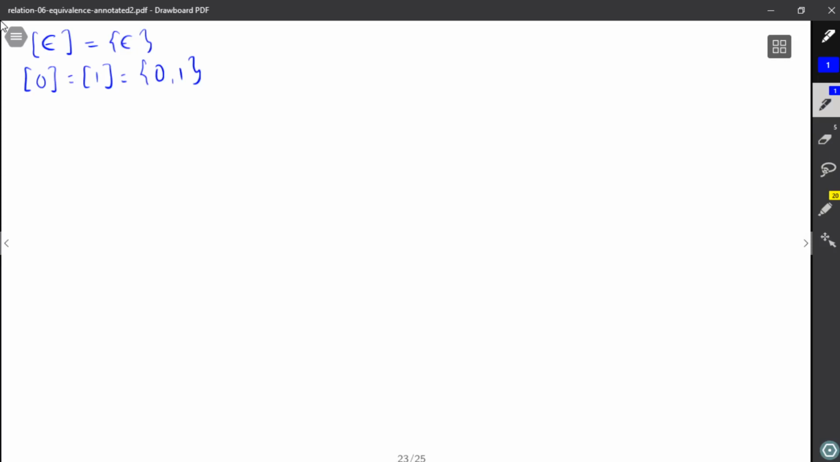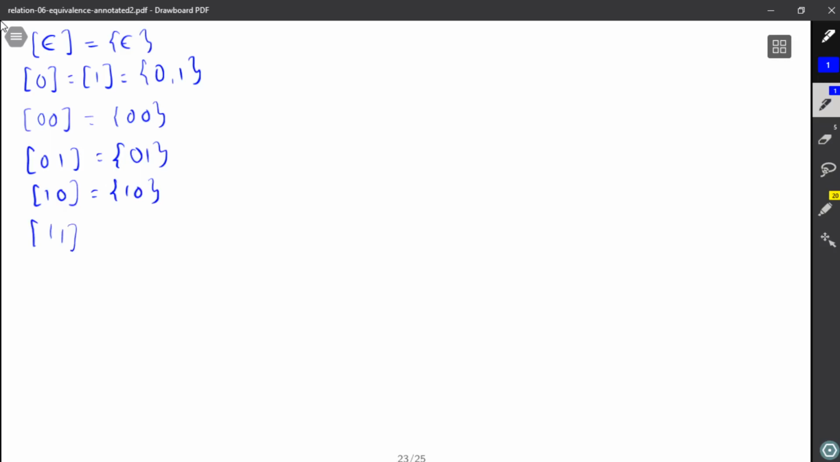Now how about strings of length 2? Then this is different. You have 0 0, 0 1, which is on its own equivalence class. 1 0 is also on its own equivalence class, and of course 1 1 is in its own equivalence class. You see why, because they all have different values of h2.